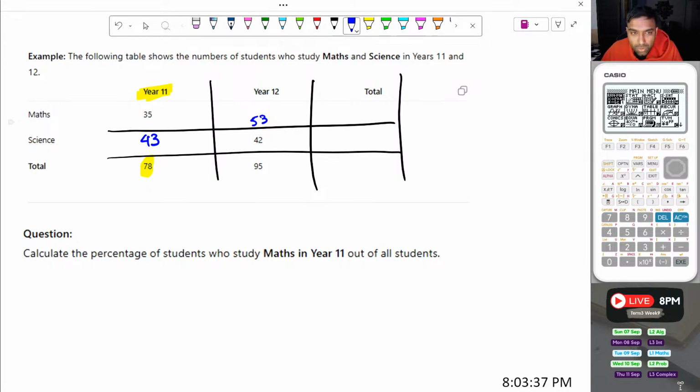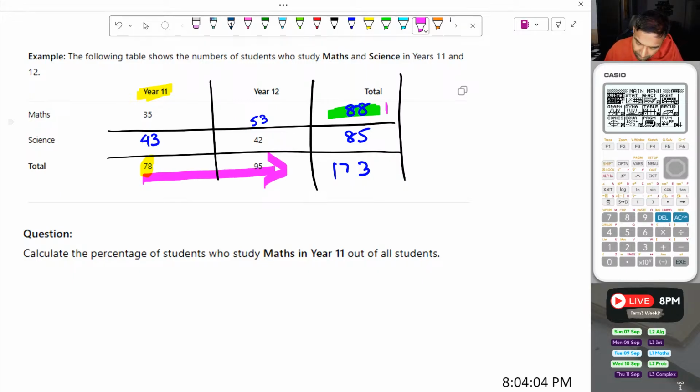And then what you also have to do is the totals along this side. So that's going to be 53 and 35. That's going to be 88. 43 and 42 is going to be 85. And then the total of that is going to be 173. So what you need to make sure is that these two numbers add up to 173, and these two numbers add up to 173 as well. Now, that's pretty much how you set up the two-way table.